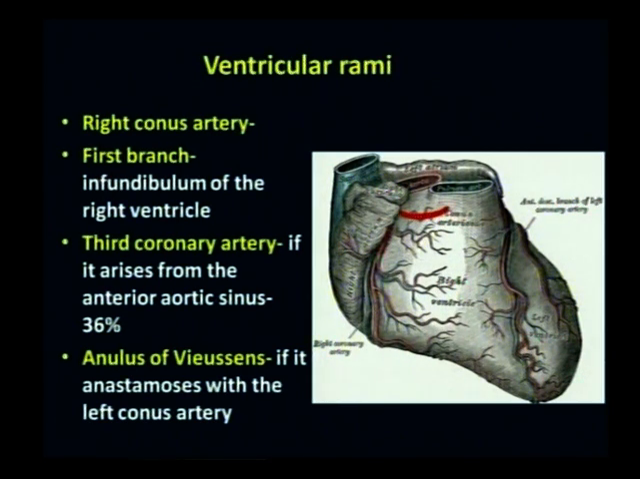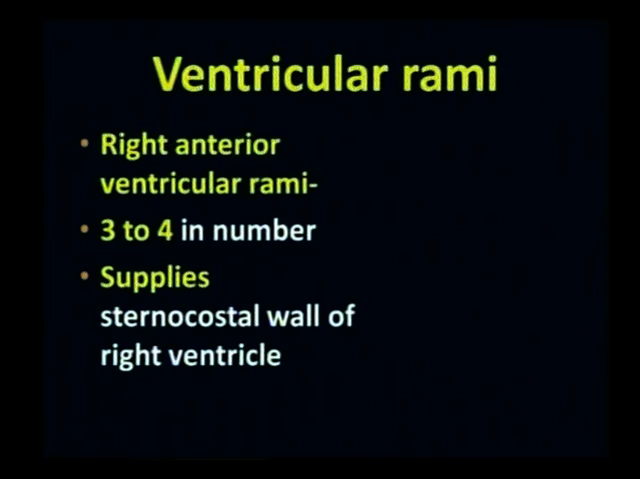Now we are seeing the branches of the first segment of the right coronary artery. In this first segment we are seeing the ventricular branches, and the first branch we have seen is the right conus artery. This right conus artery anastomosing with the left conus artery will be called the annulus of Vieussens. Now, the other ventricular branches supplying the right ventricle.